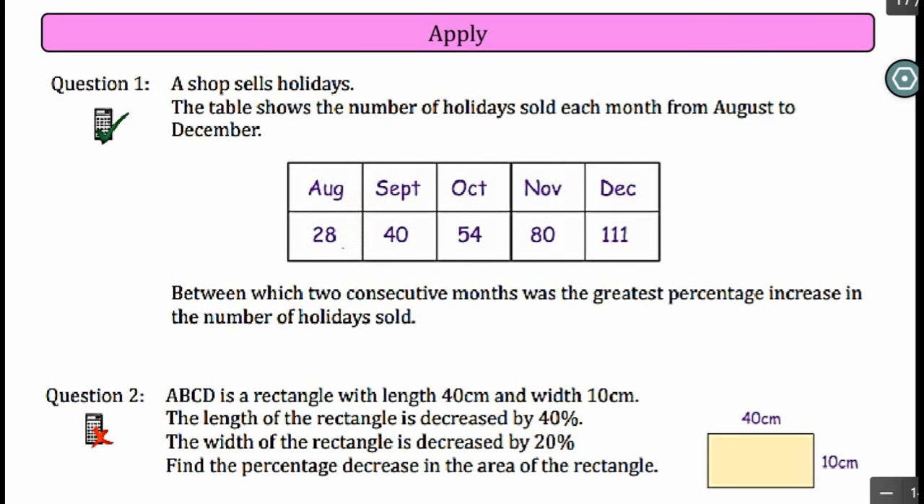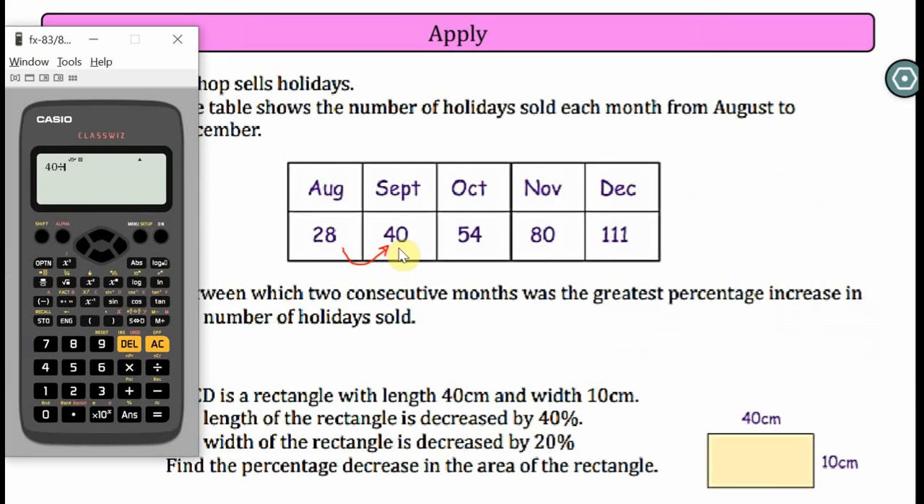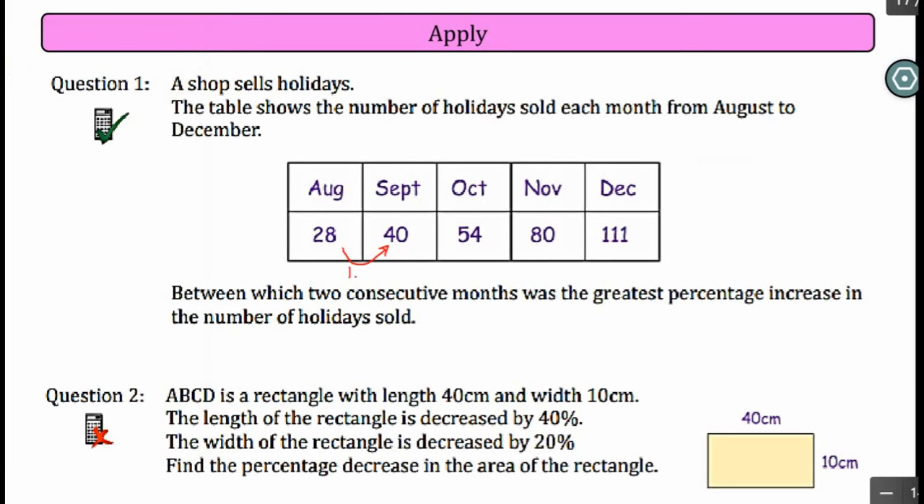So to work out what the multiplier was between 40 and 80, we do the new divided by the old. Sorry, between 40 and 28. So 40 divided by 28. And that gives us 1.43 if we round it. So roughly a 43% increase.